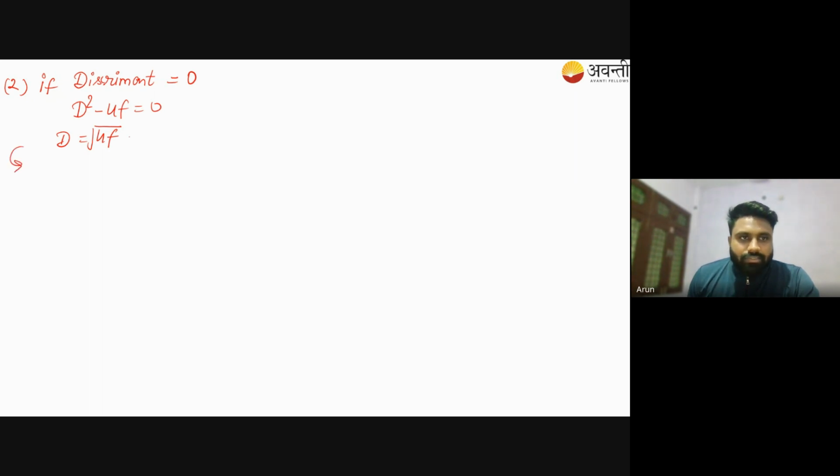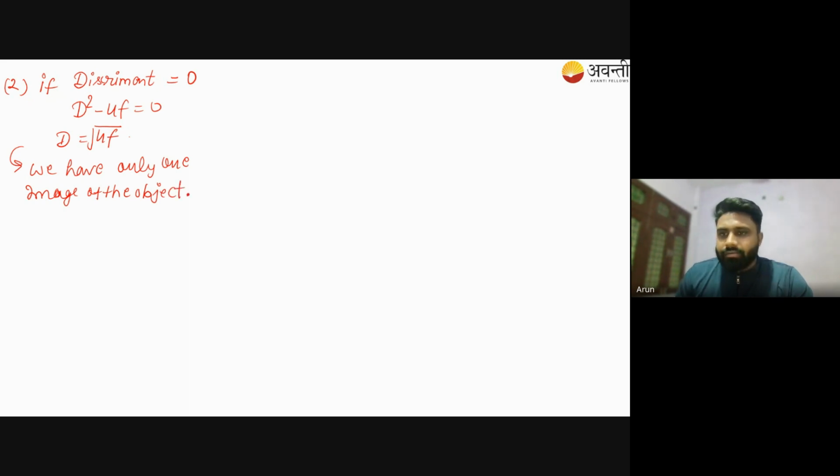So for this situation we have only one image of the object. Got it? When do we have one object, one image only? When this D square minus 4f is equal to 0. Okay?